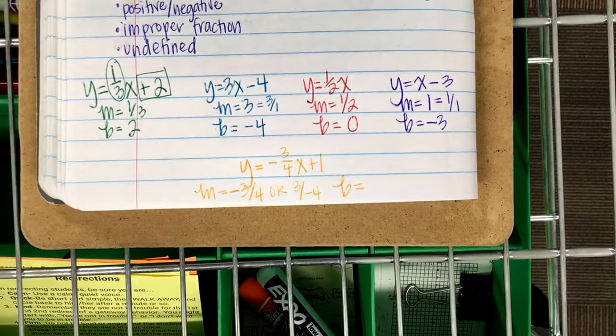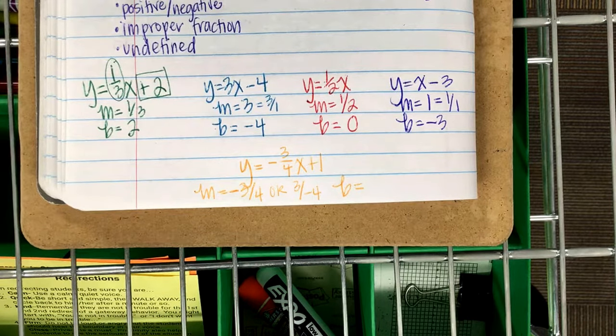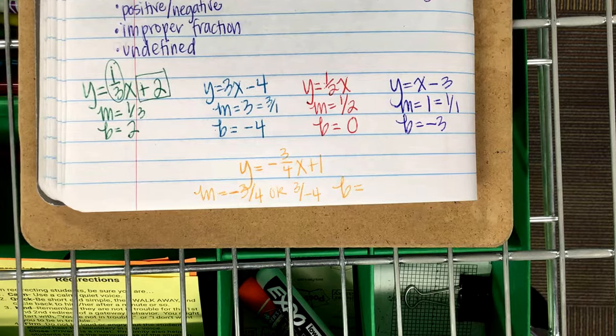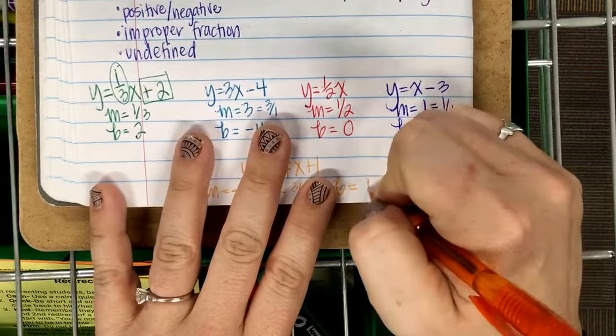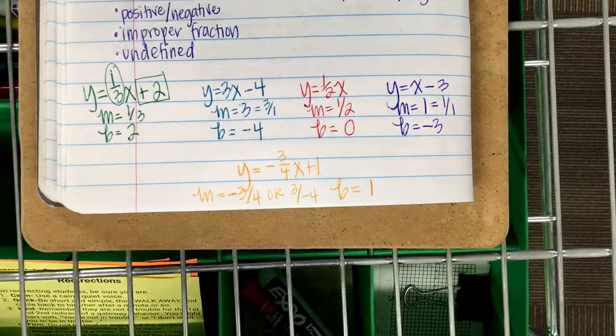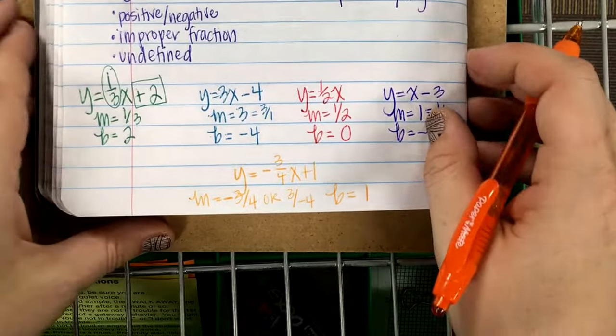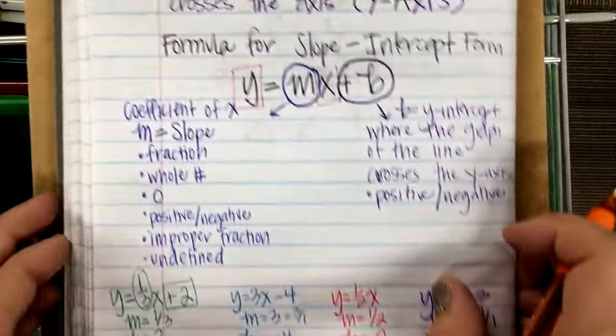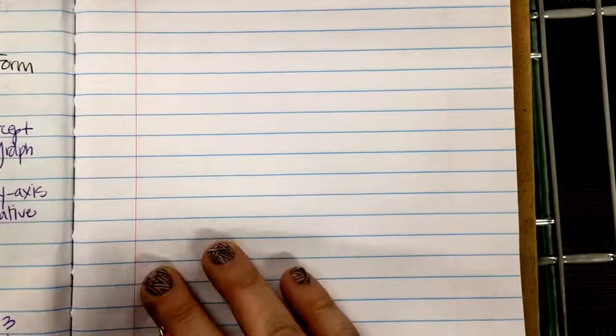Are those the same? Yeah. What's your intercept? 1. Oh wait, on the other side we're going to practice graphing it now. You can identify, now let's practice graphing.